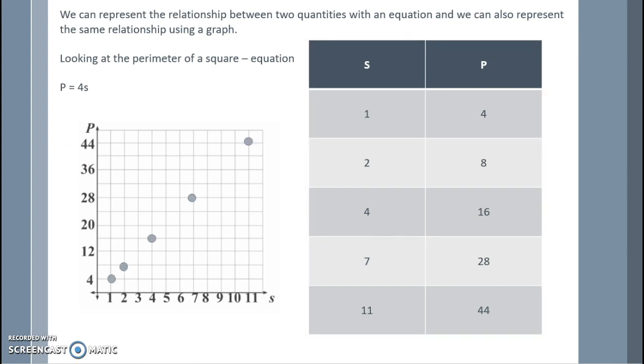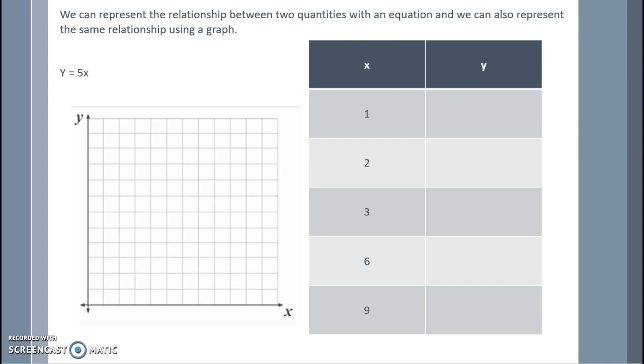Plotting the points, you can see that as our side gets larger, so does the perimeter get larger as well. Try this one, y equals 5x. Pause the video, fill in the blanks, and graph.